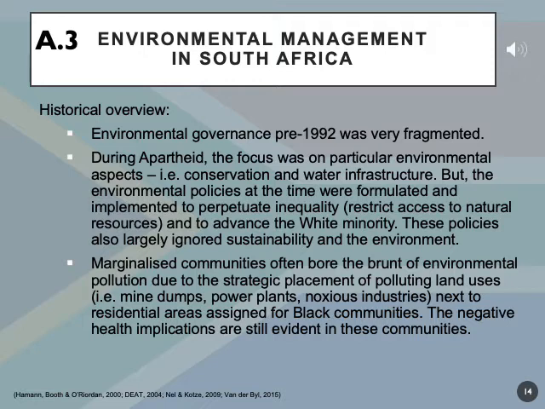Marginalized communities often bore the brunt of environmental pollution due to the strategic placement of polluting land uses such as mine dumps, power plants, industries, etc., next to residential areas assigned for Black communities. I mean, you guys know the spatial architecture of apartheid cities and how industries were used as physical and spatial barriers to separate groups. The negative health impacts are still evident in these communities.